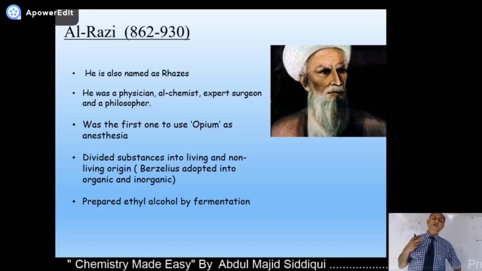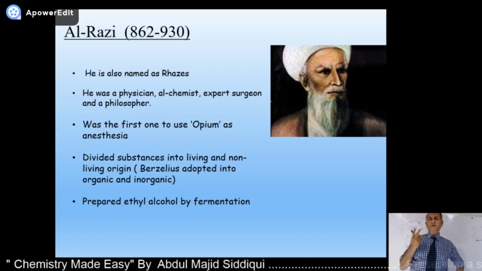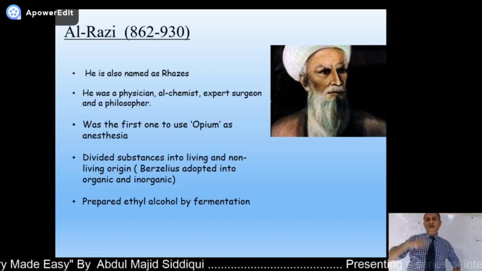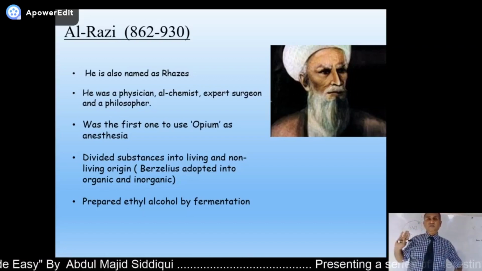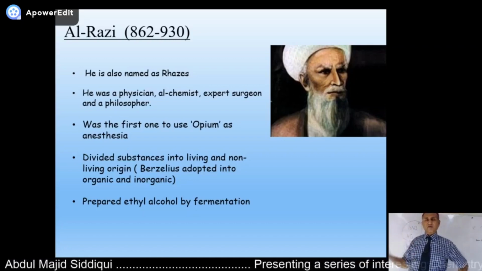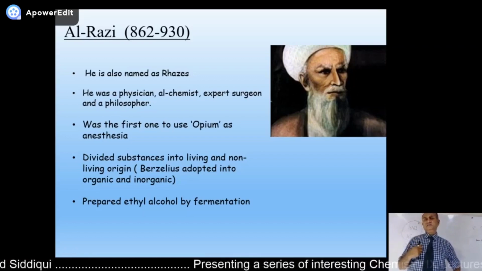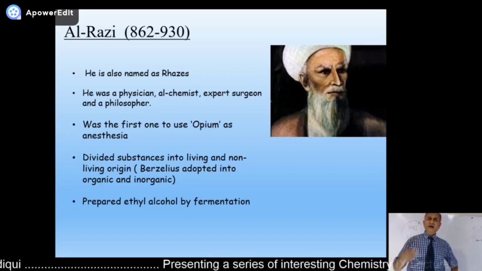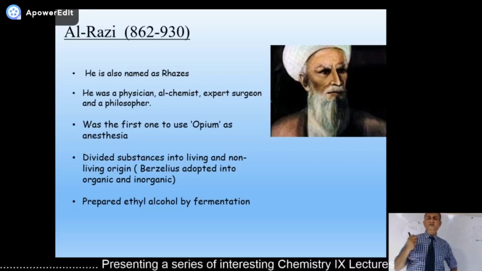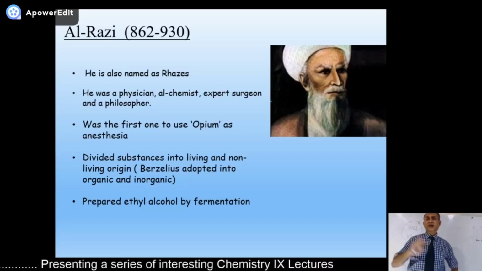He was the first one to divide all the then known substances on the basis of their origin into two broad categories: compounds obtained from living things, and things obtained from non-living things. Later on, Berzelius, another chemist of the modern age, called compounds obtained from living things organic in nature, and the compounds obtained from non-living things inorganic in nature. So he was the first one to divide the substances on the basis of their source, on the basis of their origin, into two categories: living things and non-living thing compounds.